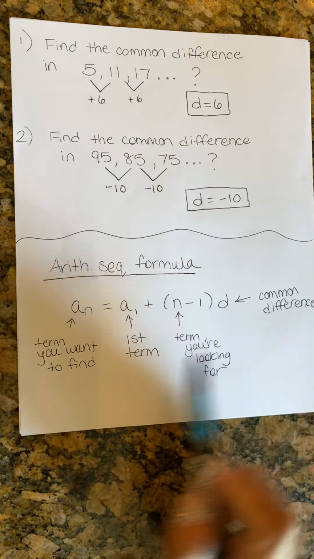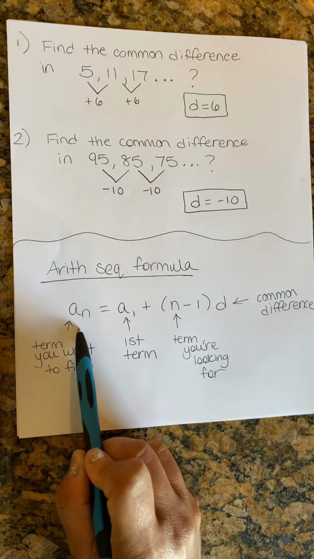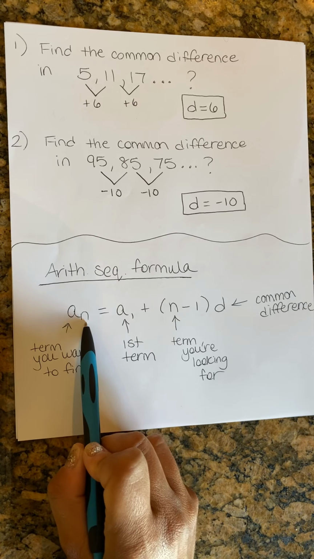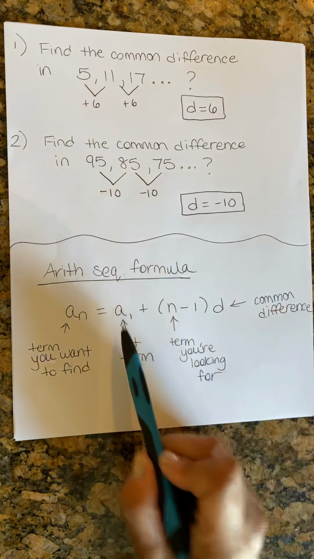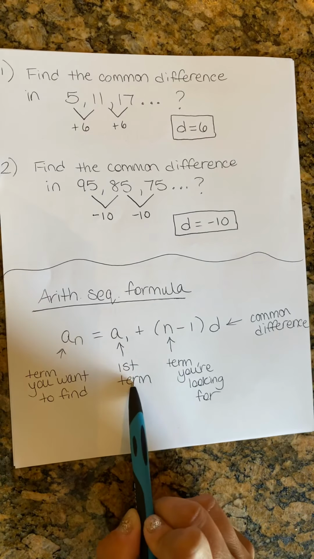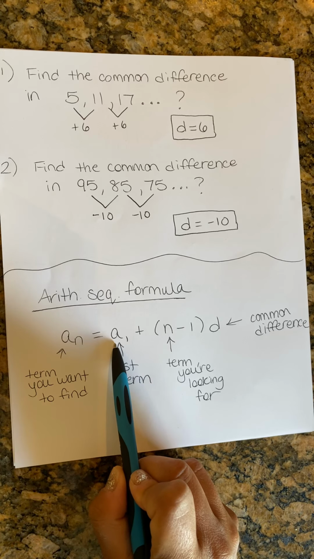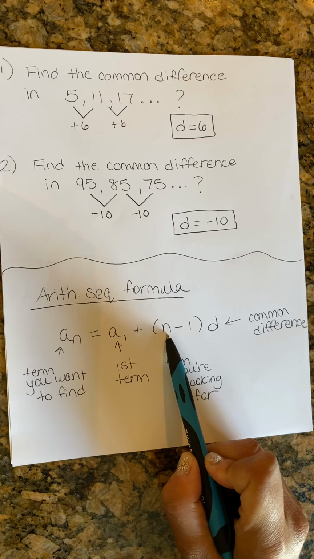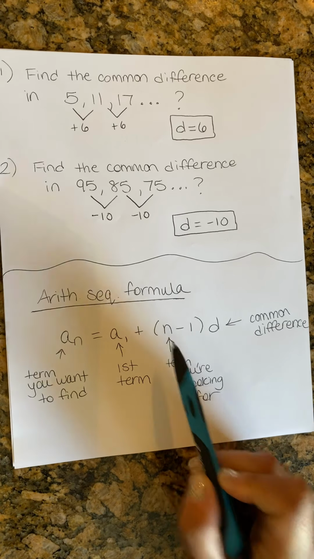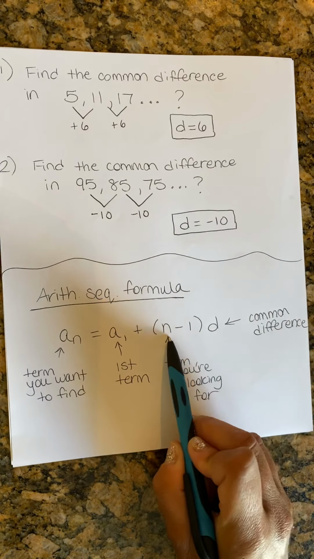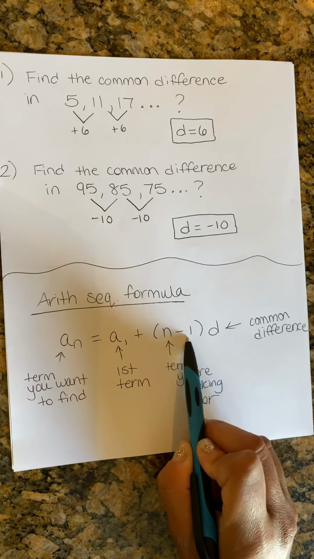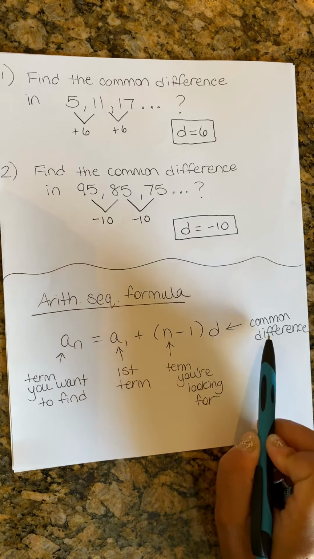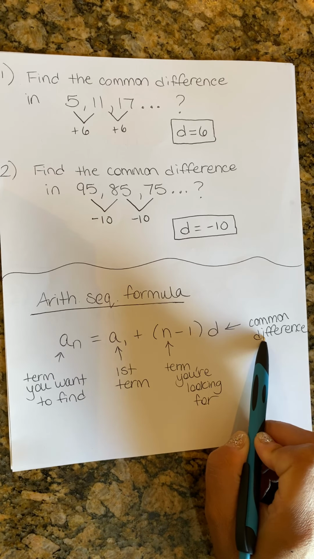So what does it all mean? a_n would just be what term you're looking for. So are we looking for the 20th term? This would just say a sub 20. It would just be what you're looking for. a_1, you would plug in whatever your first term in your sequence is. Plus, over here, the n just stands for, well, what term are you looking for? So if you're looking for the 20th term, 20 would go into n. Minus 1, close your parenthesis, and then you're timesing it by d, and d is just your common difference.